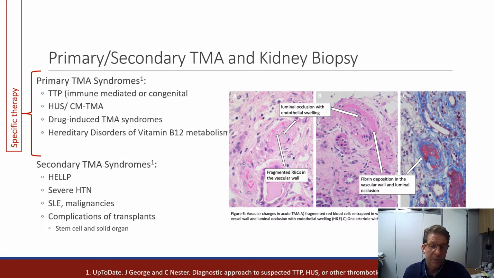But you also have to consider some secondary TMA syndromes. So these are disorders that lead to the findings of a TMA, but there's a different treatment aimed at a different disorder. We've already talked about HELLP syndrome, and severe hypertension, so controlling the blood pressure leads to improvement, eventually we hope, of the TMA findings. With malignancies and connective tissue disorders, treating them will typically result in improvement of the TMA findings. We're not going to talk too much about complications of transplants, but both stem cell and solid organ transplants can lead to the development of an acute TMA.